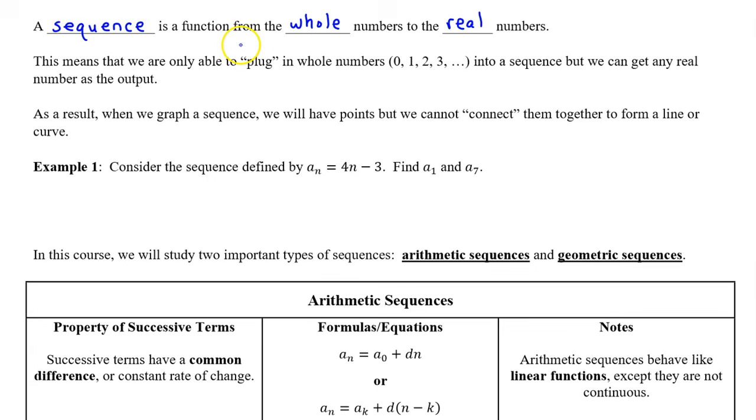A sequence is a function from the whole numbers to the real numbers. This means that we are only able to plug in whole numbers, 0, 1, 2, 3, etc., into a sequence, but we can get any real number as the output. As a result, when we graph a sequence, we will have points, but we cannot connect them together to form a line or a curve.